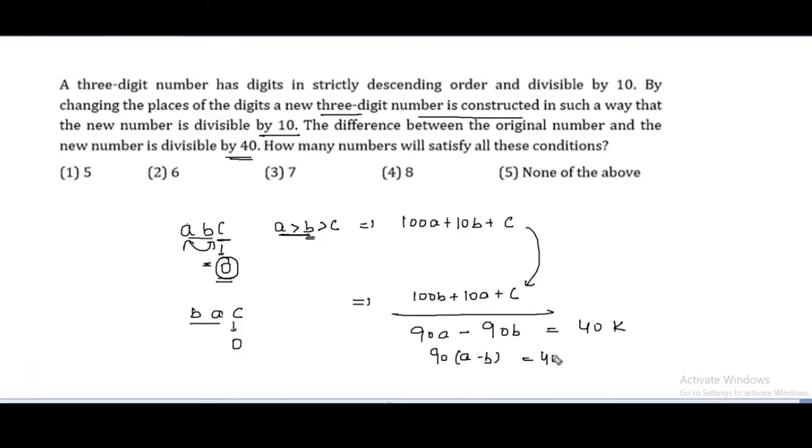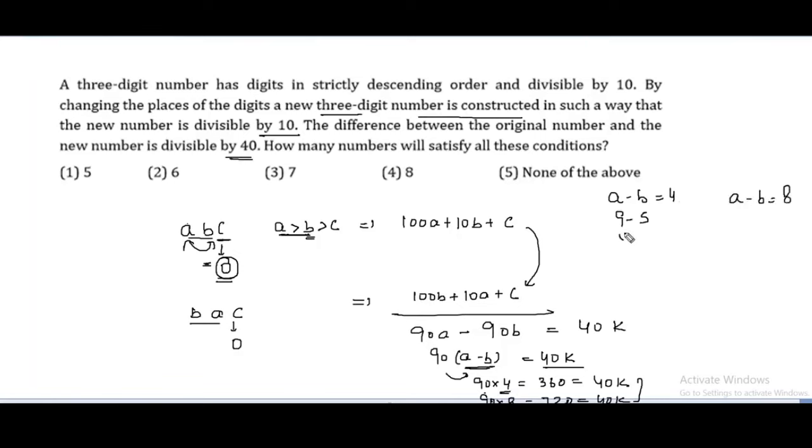Now if this number is a multiple of 40, then A minus B definitely should be 4. Then only it will become a multiple of 40, 360. No other number will satisfy, 192, and one more possibility, 198, that is 720. So we get to know that A minus B can be 4 or A minus B can be 8.